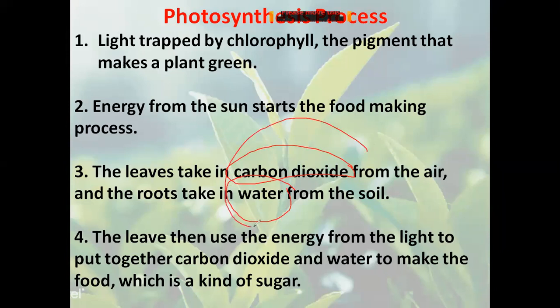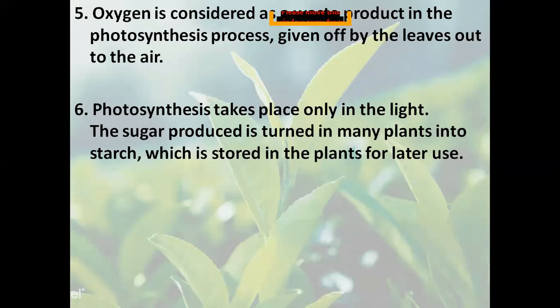It will mix these two together, carbon dioxide plus water. This is the synthesis to make the food, which is a kind of sugar. This food is stored in the form of starch. So oxygen is considered as one of the products. The plant doesn't need the oxygen. It gives us the oxygen as waste, but we as humans, we need this oxygen. So photosynthesis, as I said, takes place only in light, and the sugar is stored in the form of starch, stored for later use.